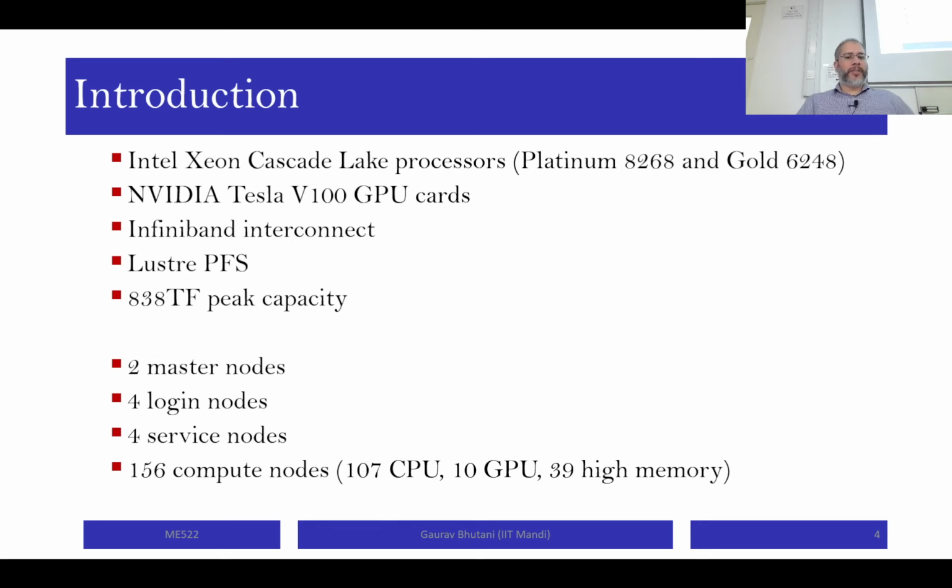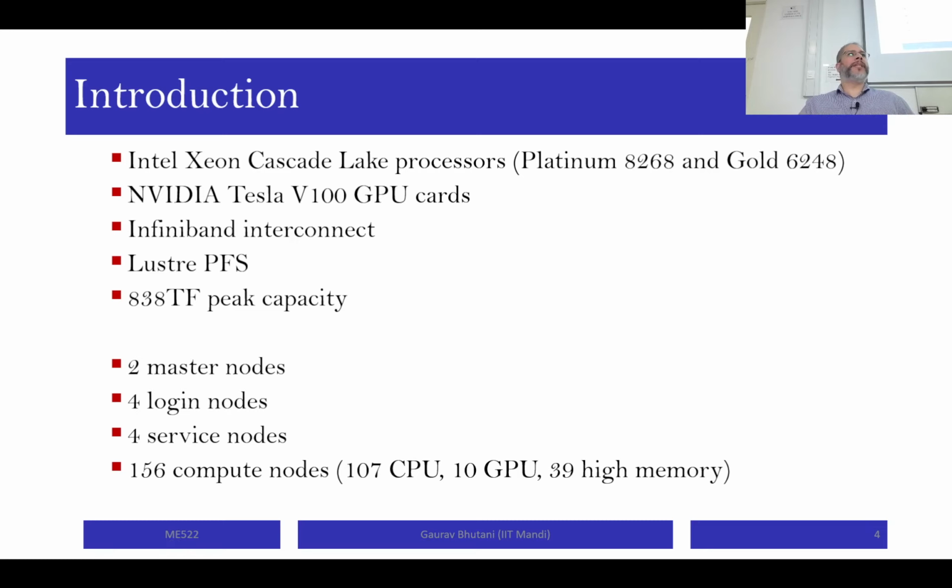The architecture is, it has 2 master nodes, 4 login nodes, 4 service nodes, and a total of 156 compute nodes. So compute nodes is where the computation will happen. Login nodes is where you log into the cluster. That's for the users to log in, compile stuff, copy stuff, and so on.